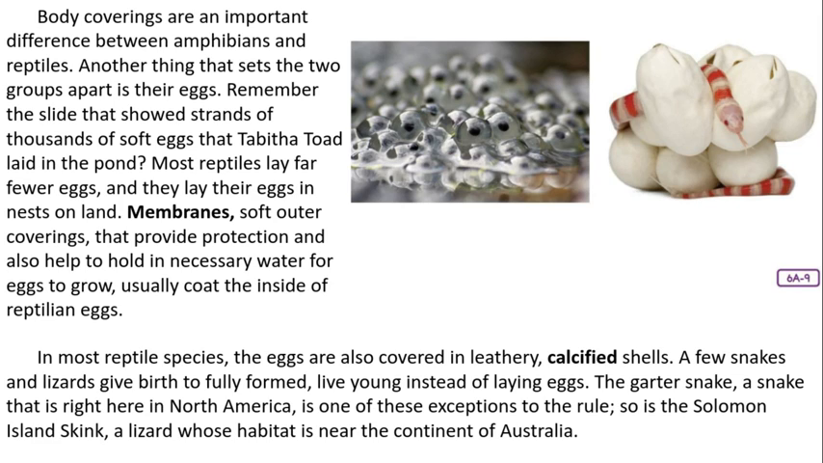A few snakes and lizards give birth to fully formed live young instead of laying eggs. The garter snake, a snake that is right here in North America, is one of these exceptions to the rule. So is this Solomon Island skink, a lizard whose habitat is near the continent of Australia. So there's two of our exceptions you should remember for our chart later: the Solomon Island skink and the garter snake.